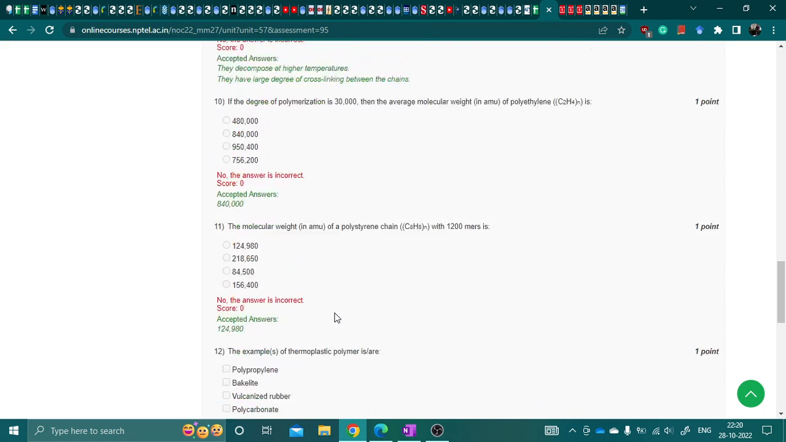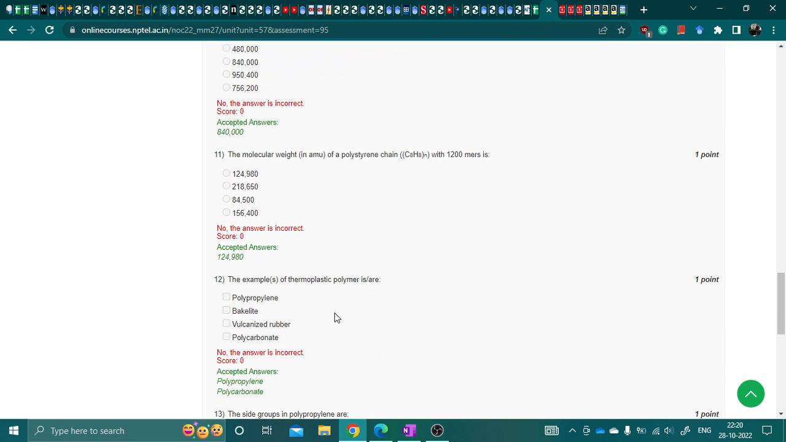Similarly, you can work out the 11th question. Calculate the molecular weight of C8H8 and multiply it by 1200. That will fetch you the right answer.